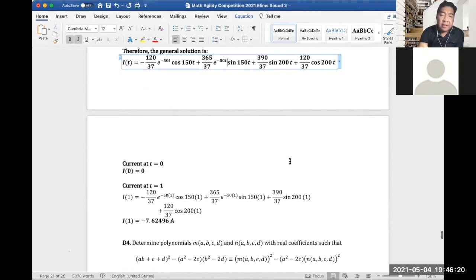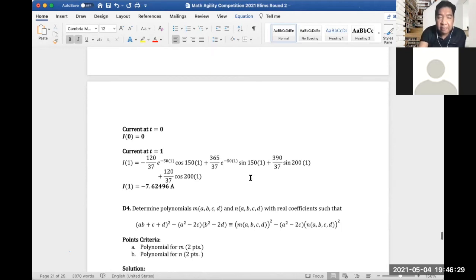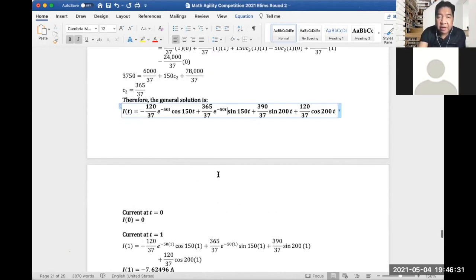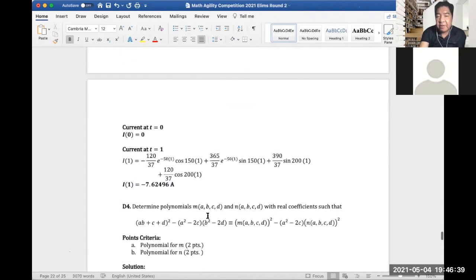So now let's solve the current at t0. Of course, I of 0 is 0. That's already given. And then the current at t sub 1, substituting in our general solution, we solve that it's negative 7.62496 ampere. So A means ampere.